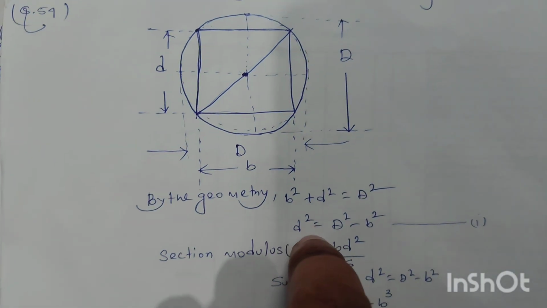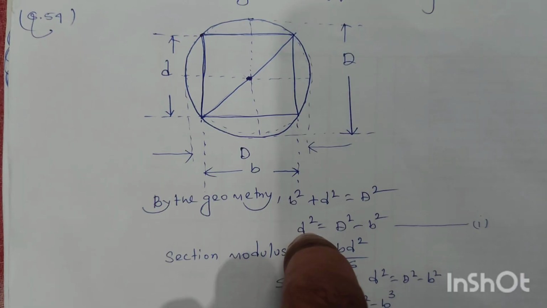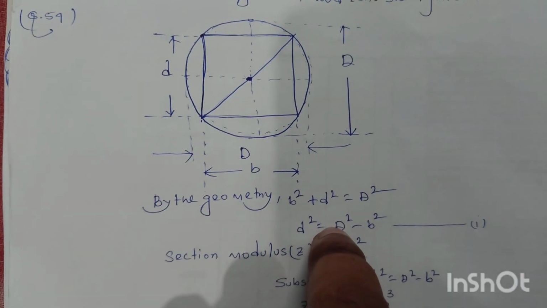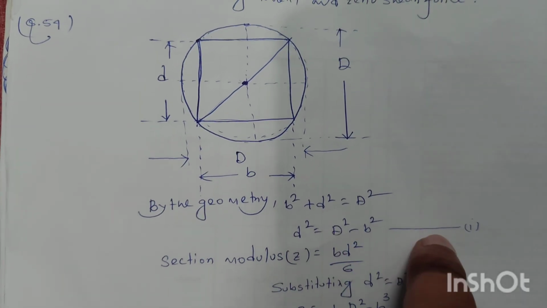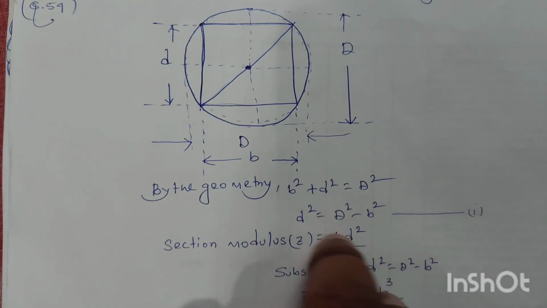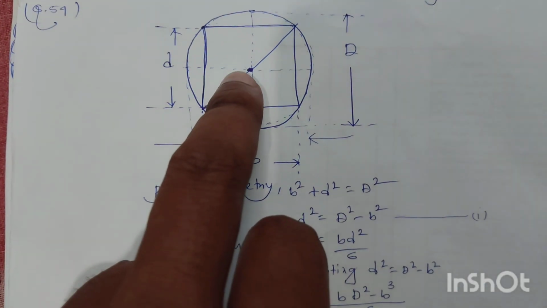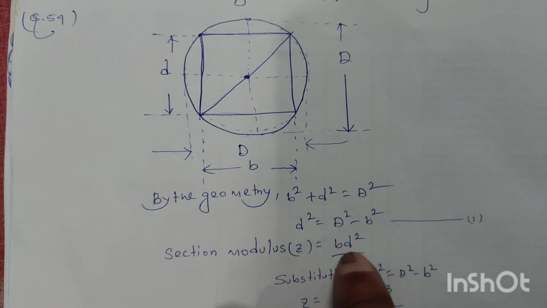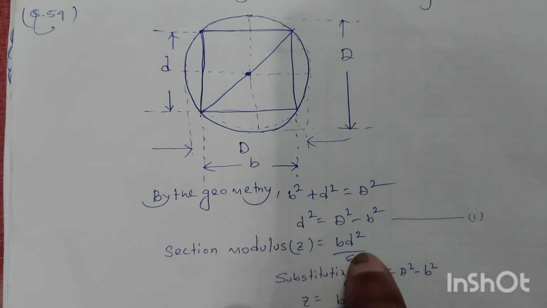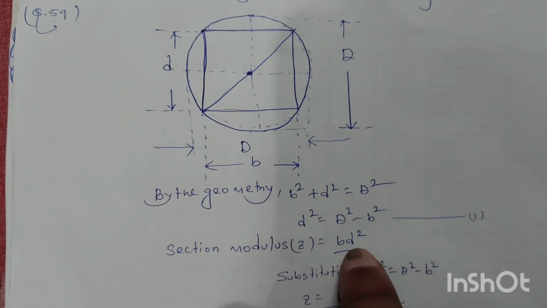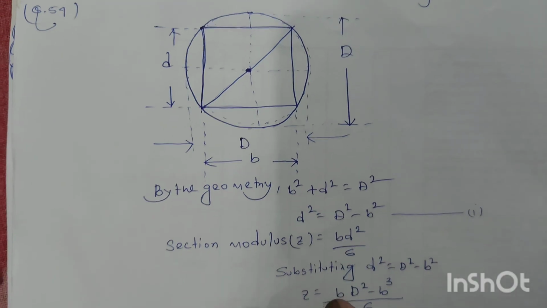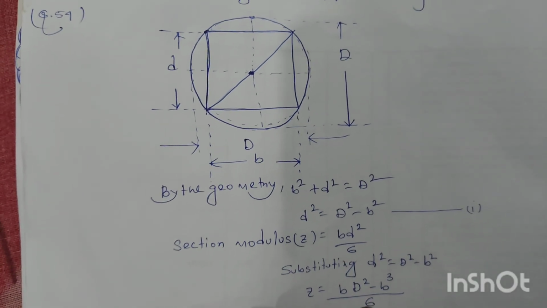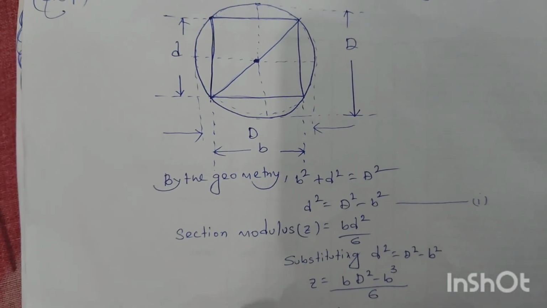So we can also write small d square equal to capital D square minus b square. That is equation number 1. And the section modulus Z for this beam will be bd square by 6. Now in this equation of section modulus, if we put the value of d square here, Z will become b times D square minus b cube, by 6.